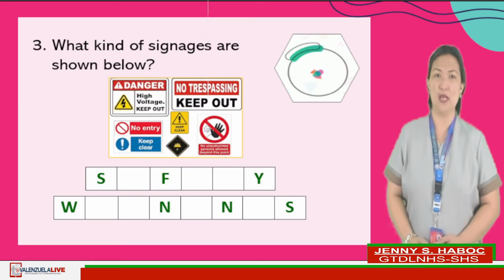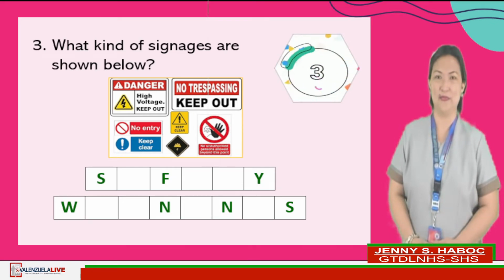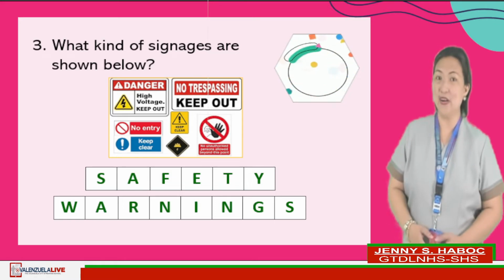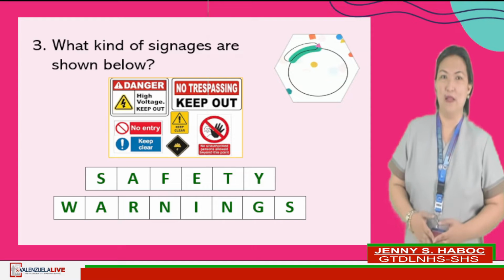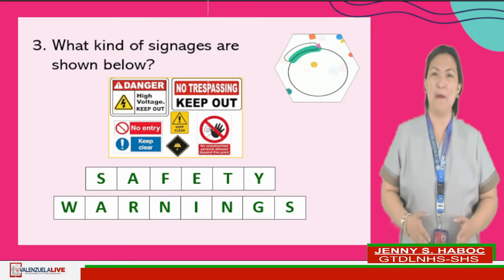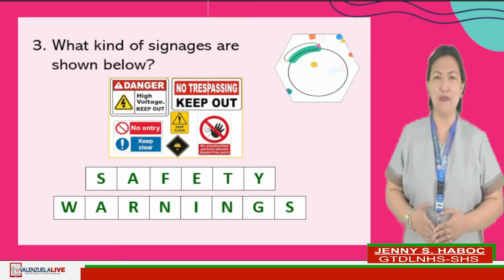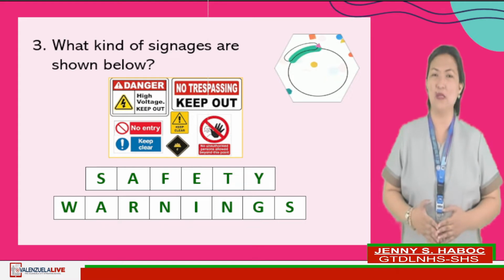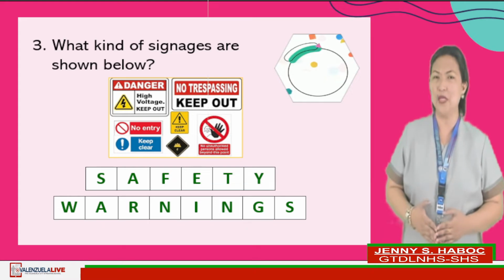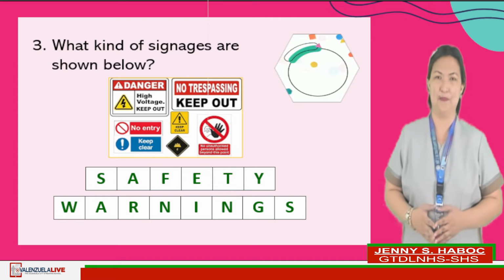Next, number 3. What kind of signages are shown below? Comment your answer in 5 seconds. Time's up. The answer? Correct. These are safety warnings. Great job. You are all amazing that you have recalled your previous lesson, media languages, which are codes, conventions, formats, symbols, and narrative structures that indicate the meaning of media messages to the audience.